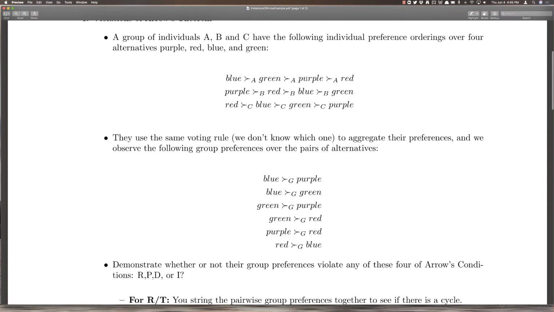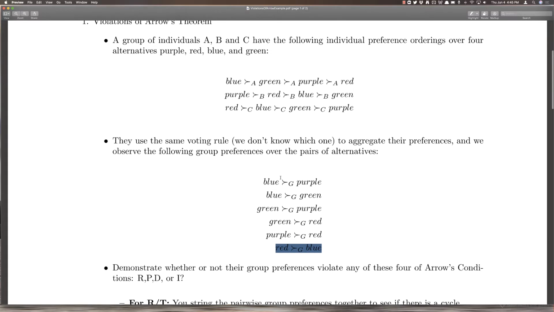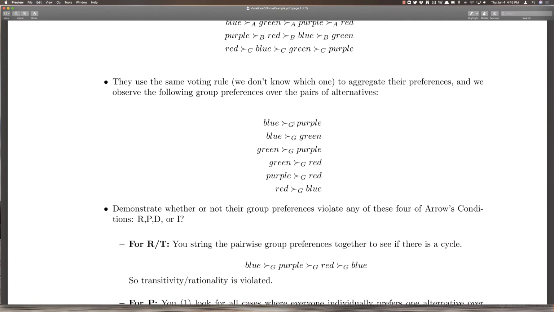Let's see. Purple to red for person A here. Purple to red for person B, but then red over purple for person C. So everyone doesn't have the same preference for purple and red. Does everyone have the same preference for red and blue? Either everyone likes red more than blue, or everyone likes blue to red. Let's see. Blue over red for person A, but red over blue for person B, so no. So now we've checked all the pairs.